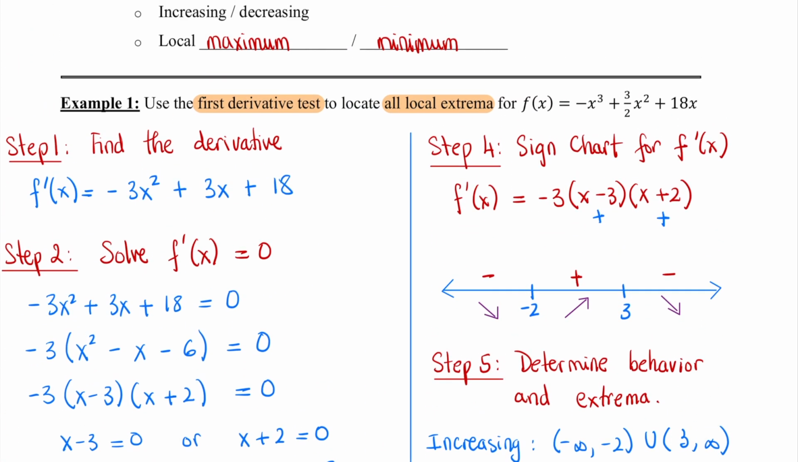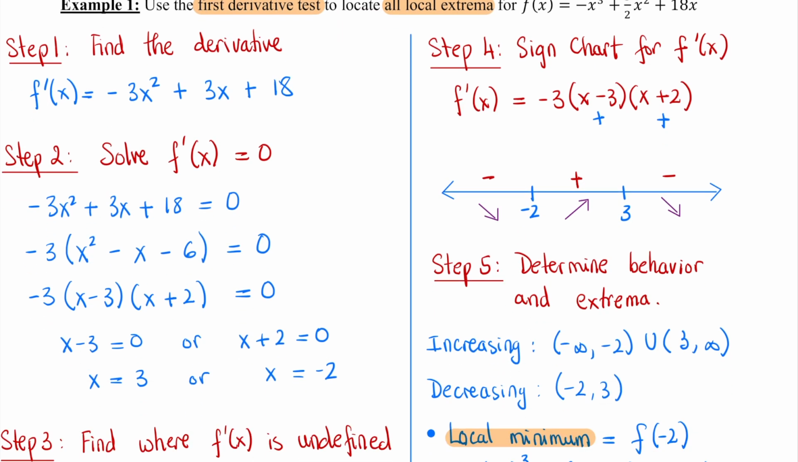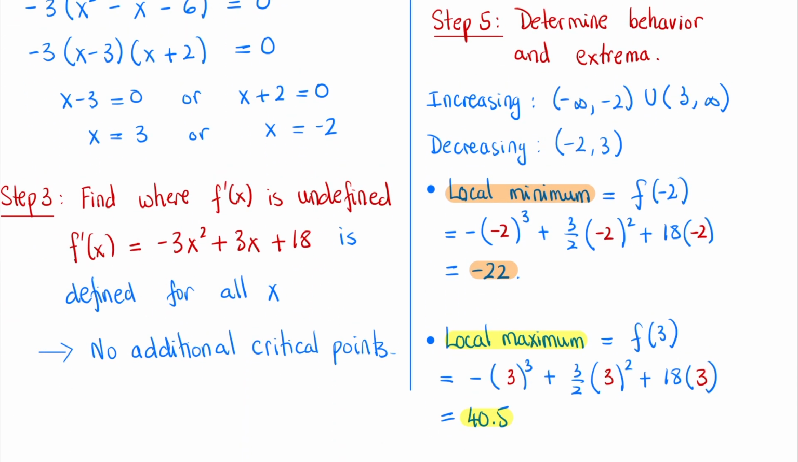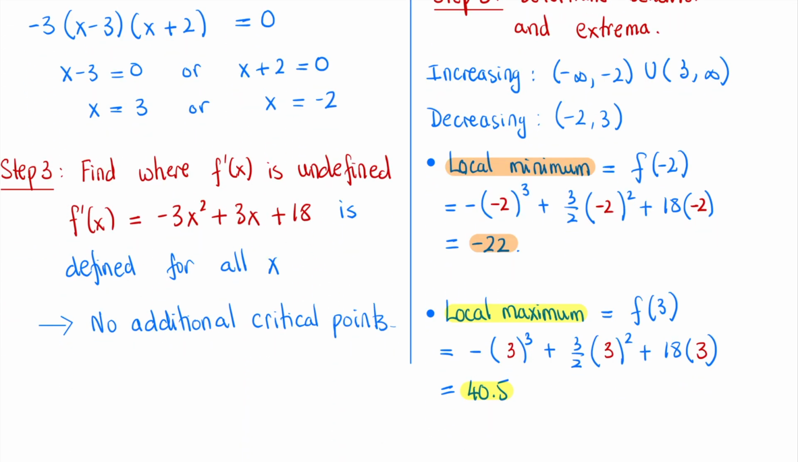the question asks for the location of the local minimum and the local maximum. So we need to be able to tell where they are. To do that, we are going to give the coordinates. So the local minimum is at negative 2, comma, negative 22. And the local maximum is at 3, comma, 40.5.